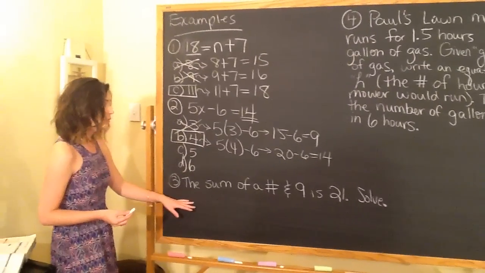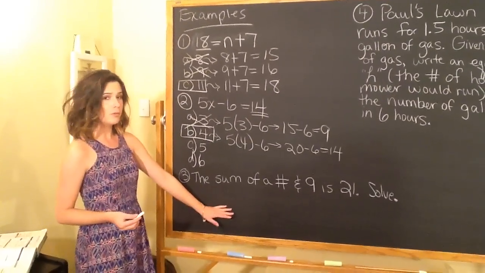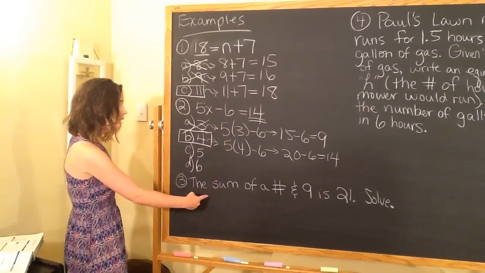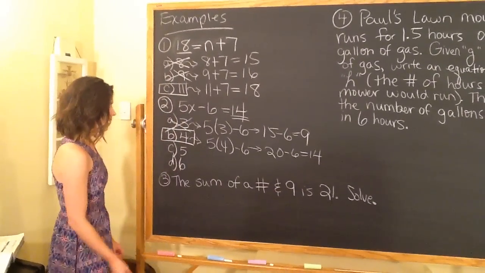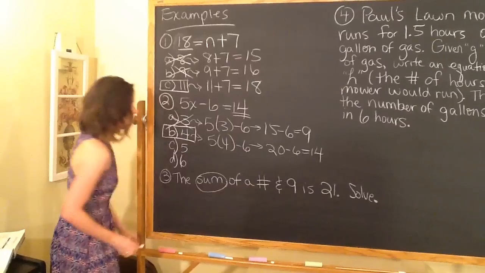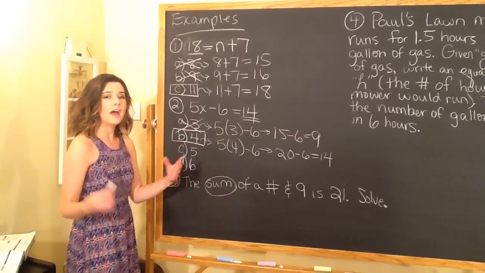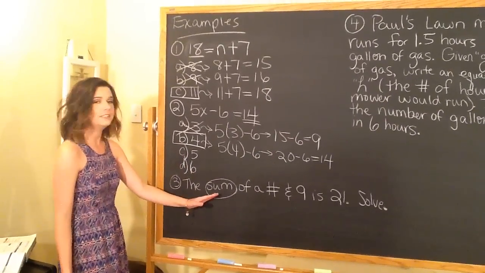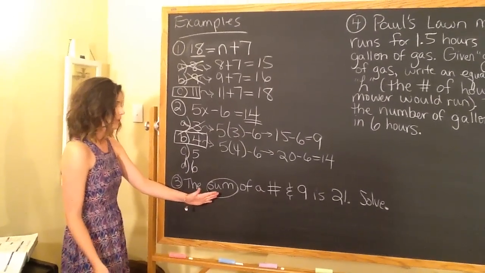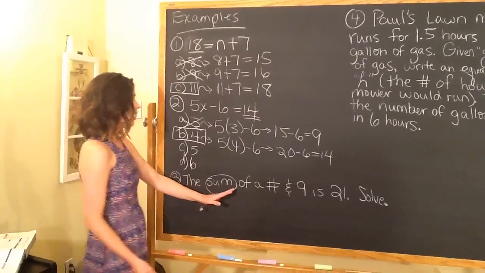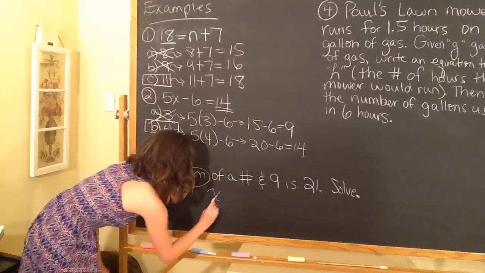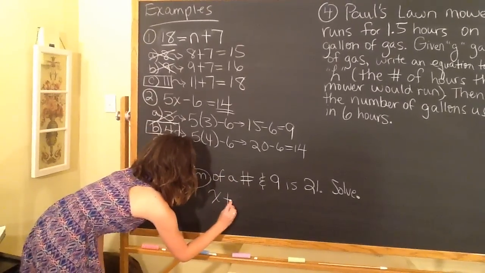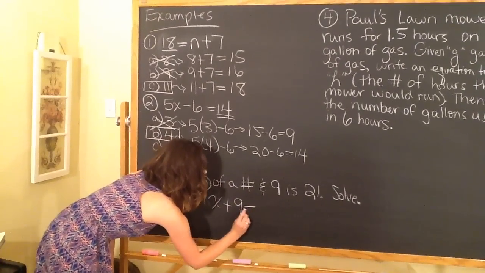So this word form, we're going to put it into number form. It says, the sum of a number and 9 is 21. When I look at the word sum, I automatically think addition, because sum is the answer to an addition problem. So what are we adding? It says a number, which is a variable, so let's just use x. A number and 9 is 21.